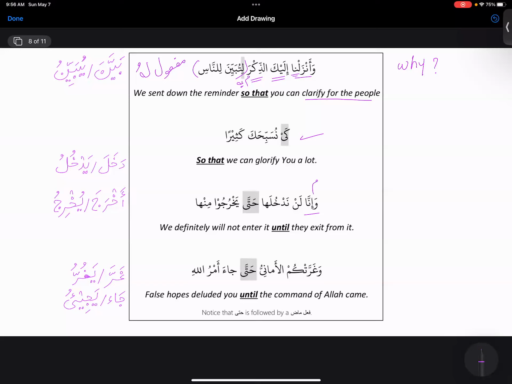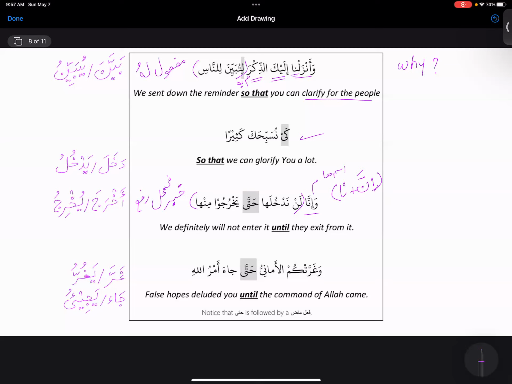So inna is our mubtada, right? Inna plus na. So inna is harfu nasab, and this na is the ism of inna, and together it is making mubtada. And now where is the khabar? Lan nadkhulaha, exactly, the whole thing, hatta yakhruju minha. The whole thing, because they are connected, so they are all basically one concept. So we are going to give them the irab of khabar. And khabar is always rafa, right? So we're going to say fi mahalli rafa.